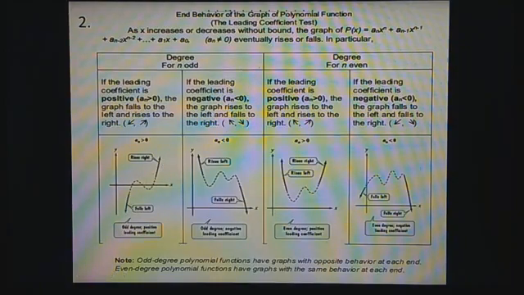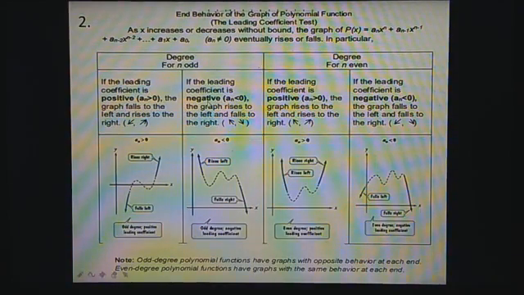Next, kapag naman ang iyong leading coefficient ay negative, so negative ang sign ng leading coefficient, pero yung degree mo ay odd pa rin. So, kabaliktaran nung naunang illustration. Ang left behavior mo ay rises, and then ang right behavior mo ay falling.